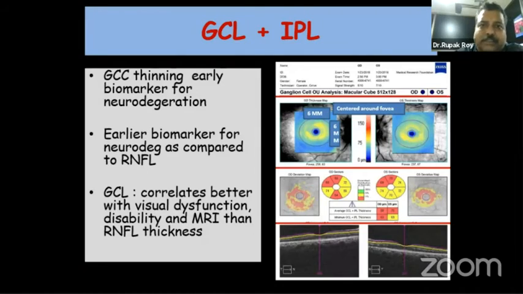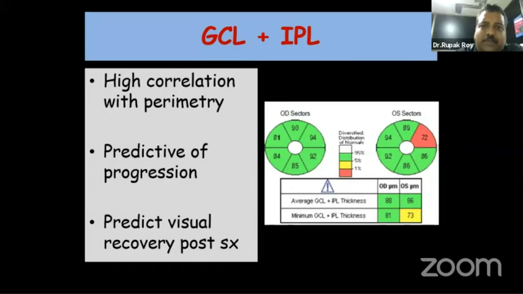Coming to the GCL and the IPL complex, GCC thinning is an early biomarker for neurodegeneration. It is an earlier biomarker for neurodegeneration as compared to RNFL. GCL correlates better with visual dysfunction, disability, and MRI than RNFL thickness. So GCL plus IPL has a higher correlation with perimetry. It's predictive of progression and predicts visual recovery post-surgery.